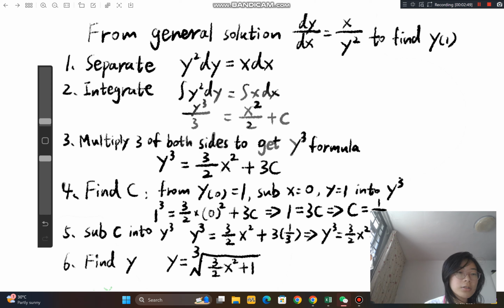To find the exact solution, separate variables: y to the power 2 dy is equal to x dx. Integrate: y to the power 3 divided by 3 is equal to x to the power 2 divided by 2 plus c. Multiply both sides by 3 to get y to the power 3 equals 3 times x to the power 2 divided by 2 plus 3c. From y0 equal to 1, sub x0 and y0 into y to the power 3: 1 is equal to 0 plus 3c. C is equal to 1 divided by 3. Sub c into y to the power 3: y to the power 3 is equal to 3 divided by 2 multiplied by x to the power 2 plus 1. So y is equal to the cube root of 3 times x to the power 2 divided by 2 plus 1.